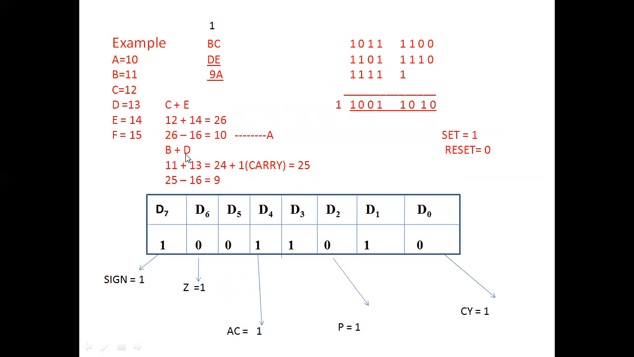Next, B plus D. I am getting A, so I am getting an extra bit, that is carry. So I am putting the carry here, that is 1. Next, B plus D, so 11 plus 13, I am getting 24. Already one carry is there, coming from the C plus E. So I am getting 25. 25 minus 16, the value is 9. So the result is 9.